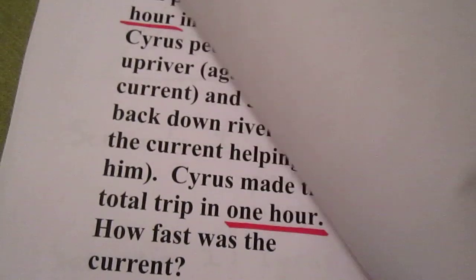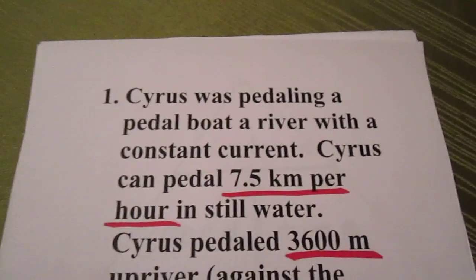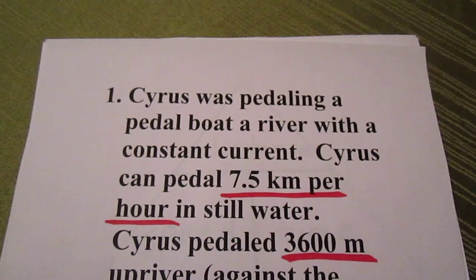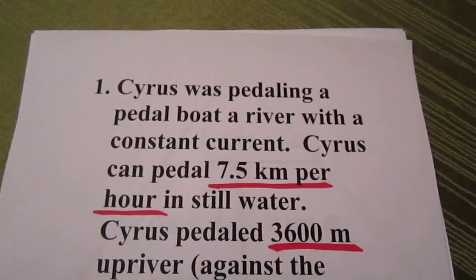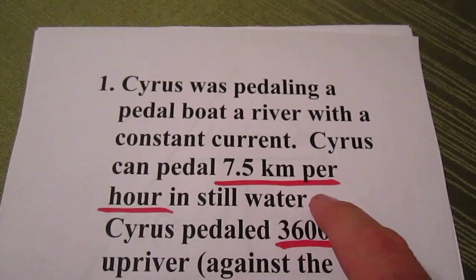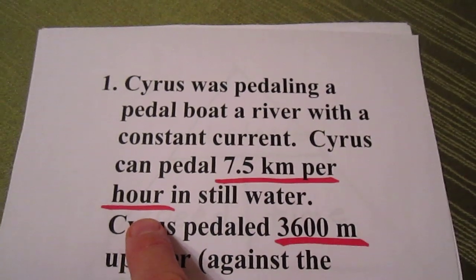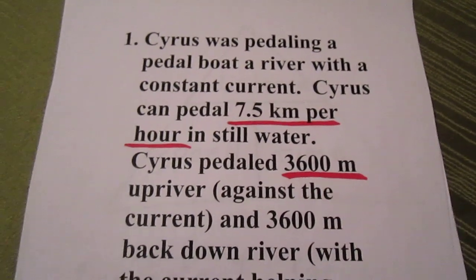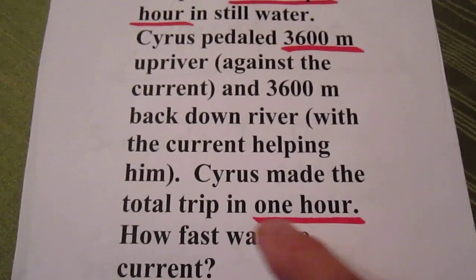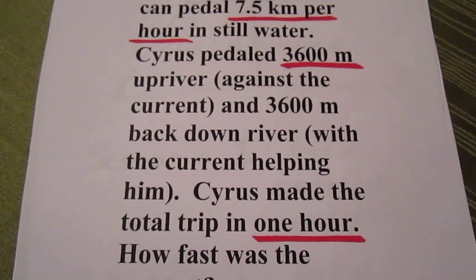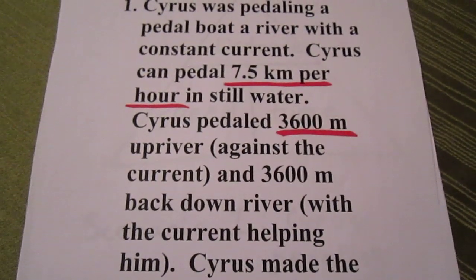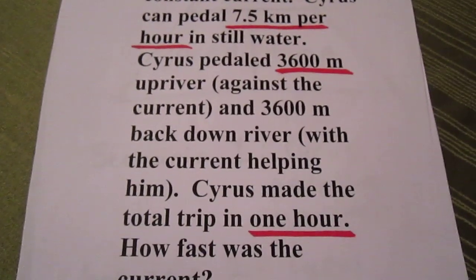Okay, well, we approach this question by first trying to determine what the relevant quantities are. In this case, we underline 7.5 kilometers per hour, so obviously speed is relevant. 3,600 meters, obviously distance is relevant. And 1 hour, obviously time is relevant. And so we want to determine what is the relationship between speed, distance, and time.